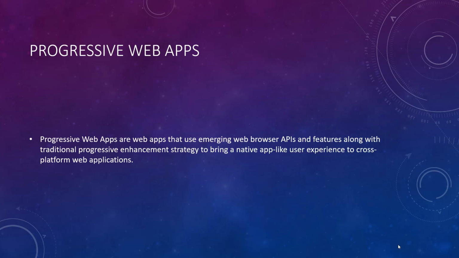So basically, progressive web apps are applications that you build using technologies like HTML, CSS and JavaScript, that you can run on any browser, and that can be installed on mobile devices with a native app-like user experience.